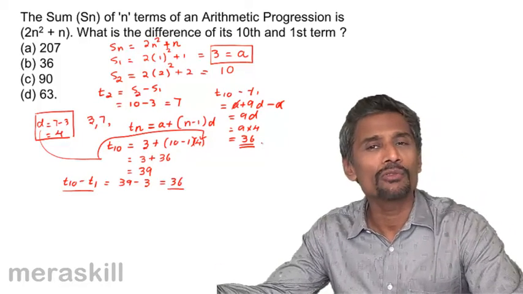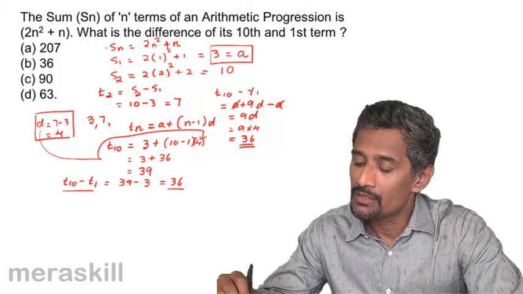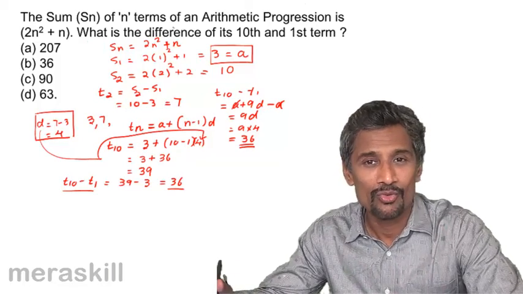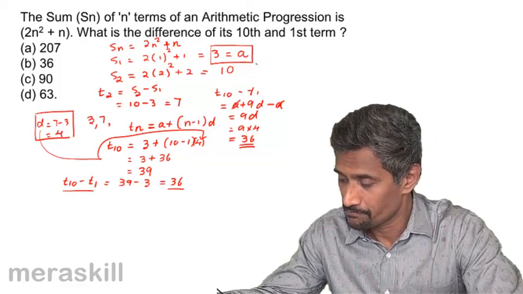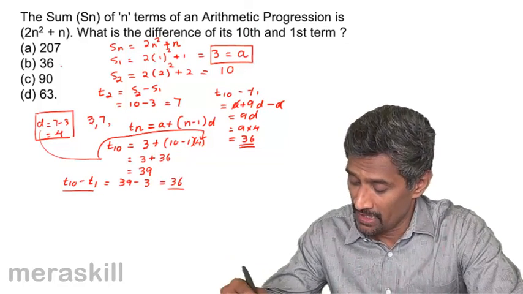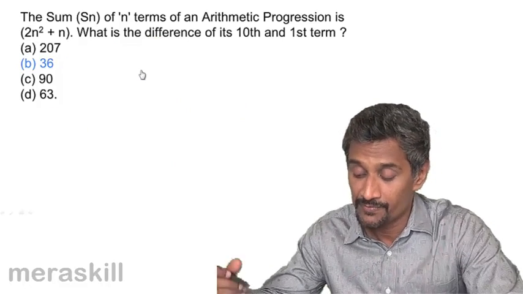So all these follow the same pattern. There is a common thread of finding out a and d, but you'll have to modify this to suit the specific requirement of the question. So T10 minus T1 is 36, and we do have it as 36.